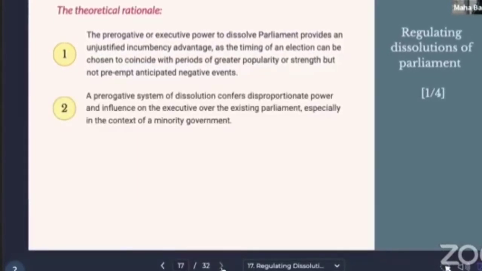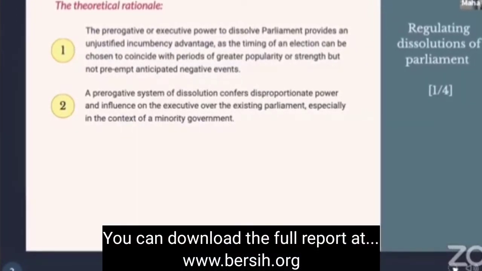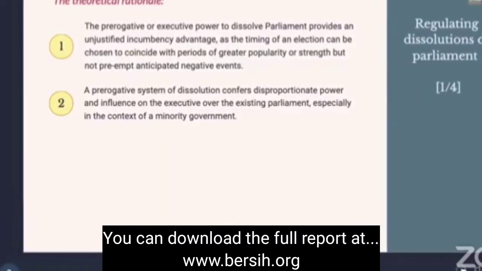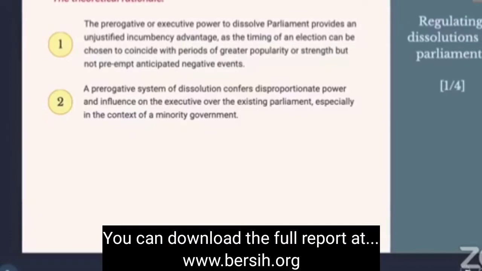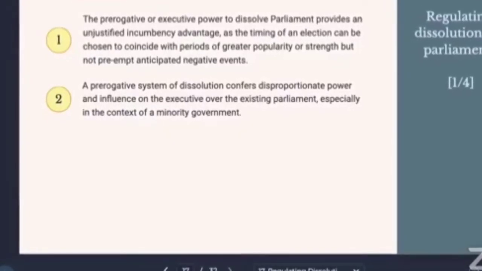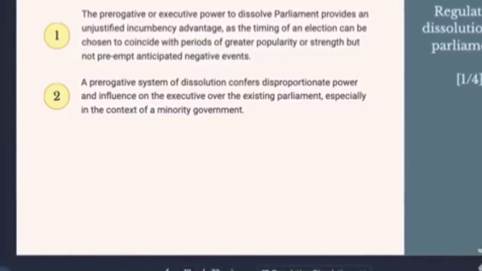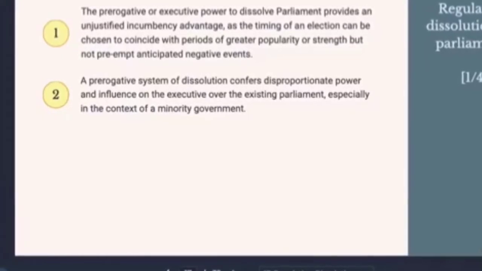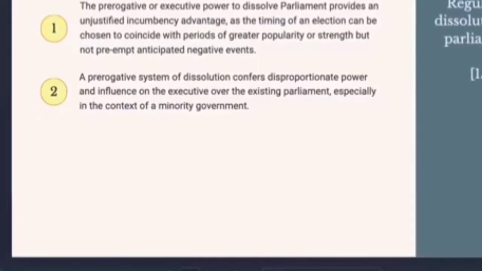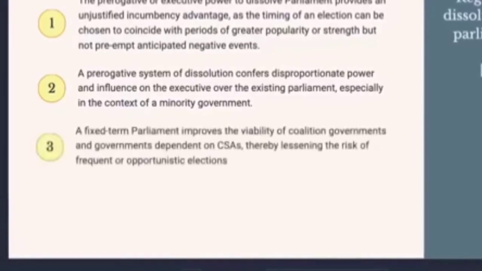But there are other more practical reasons for having more regular and fixed election dates. The prerogative system of dissolution confers disproportionate power, especially in the context of a minority government or even a multi-party government. And as many people are predicting, that is what lies in store for Malaysia in the coming election, at least, if not in subsequent elections. Yeah. So if we have a minority or majority government, giving the power to dissolve Parliament to a PM who does not control a majority in the House is seen to be a disproportionate advantage.